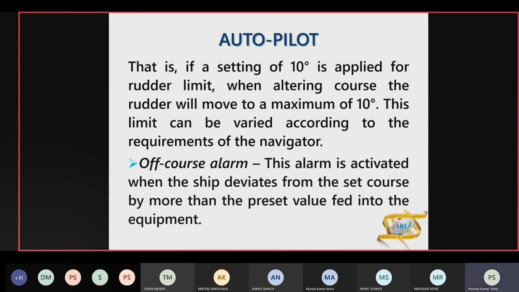This off course alarm is also handy in knowing the failure of the steering system. Autopilot is working good, it is giving command, but the rudder is not operating, something has gone wrong. Rudder not operating one way or the other, तो जहाज कोर्स पे आएगा नहीं, कोर्स पे आएगा नहीं, तो अलार्म बज जाएगी.